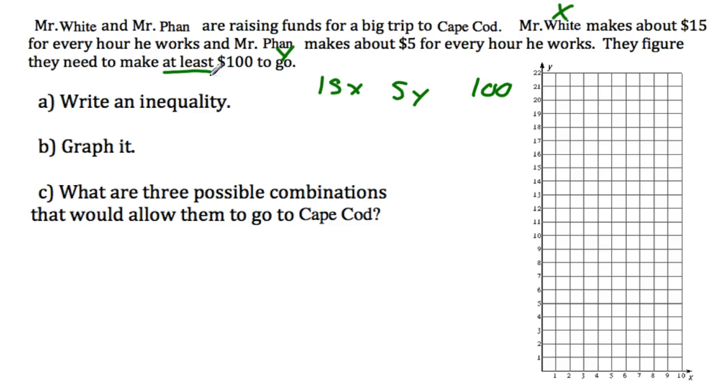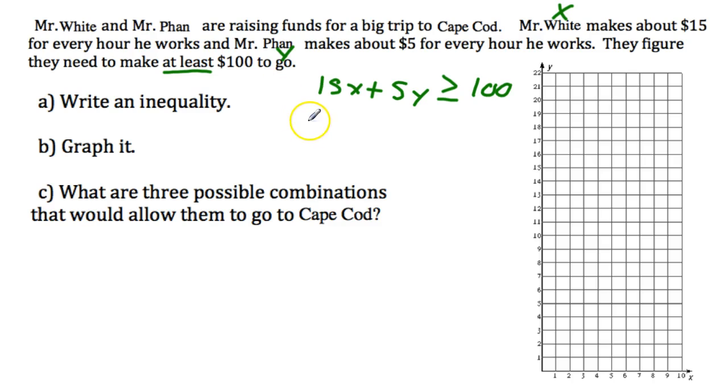So can they have more than $100? Yes. Can they have exactly $100? Yes. So this is going to be greater than or equal to 100. And they're working together. They're putting their money together to go. So we're going to add these two together. So this is the equation. This is Mr. White, that's Mr. Fawn, and they need to make at least $100.